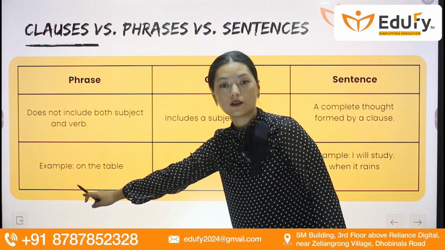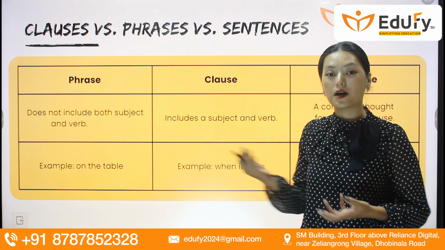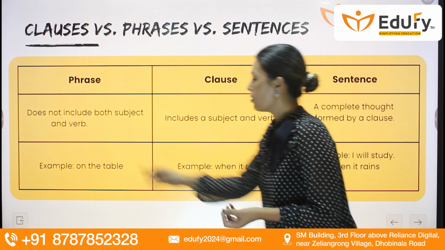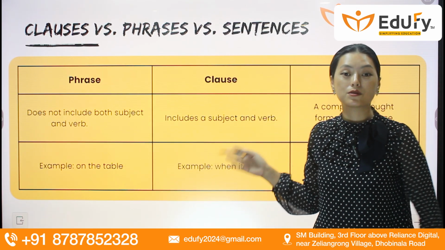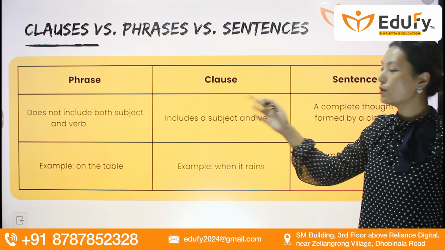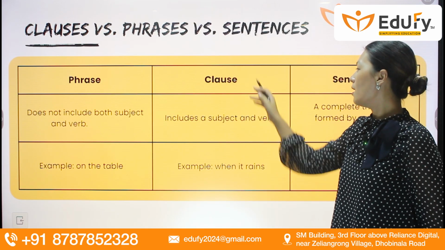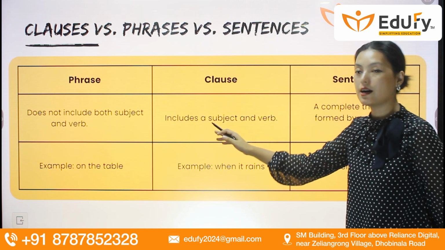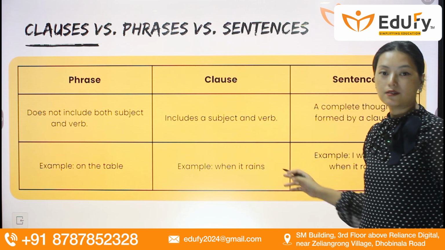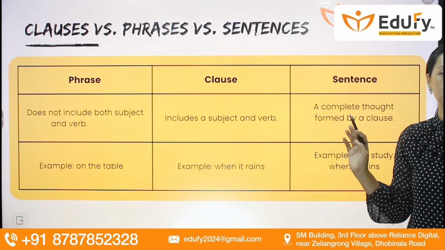Example, take a look at this. On the table. What is on the table? No idea, right? Where, when, why? No questions answered here in the sentence. It's just on the table. So this is a prepositional phrase. Here we do not see any subject nor any verb in the sentence. However, when we look at clauses, what do we have? A subject and a verb. When it rains. Yes, it is the subject and rains is the verb.